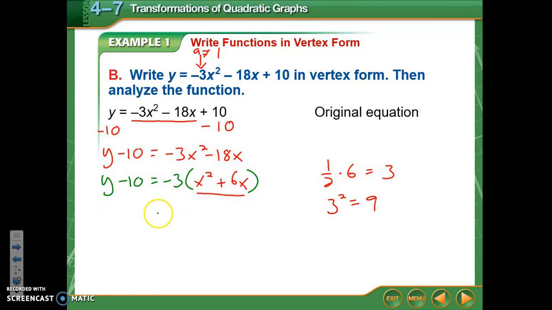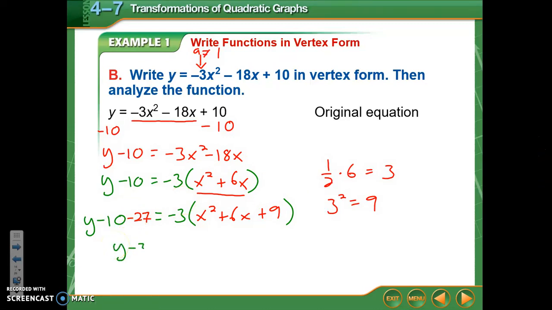So look carefully at what I'm going to do here. I'm going to add this 9 inside the parentheses, x squared plus 6x plus 9, right? But notice that this 9 is really being multiplied by -3, right? -3 times 9 is -27. So what I really did is I added a -27 to this side. So what do I have to do on this side? I have to add a -27, or subtract 27, not just 9, because the 9 is multiplied by the -3.